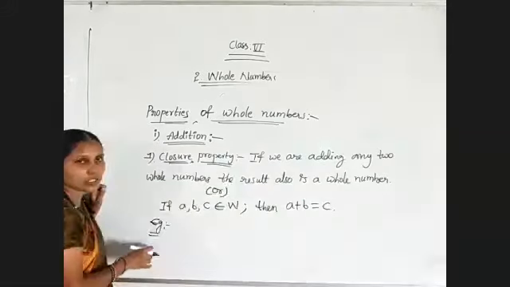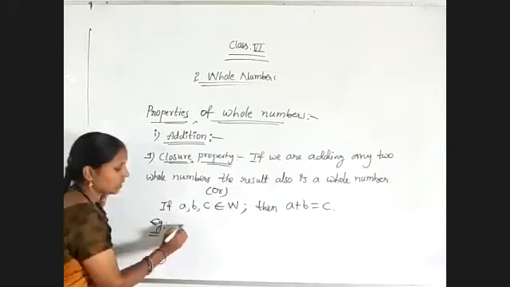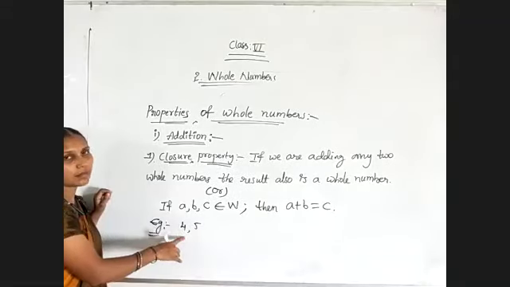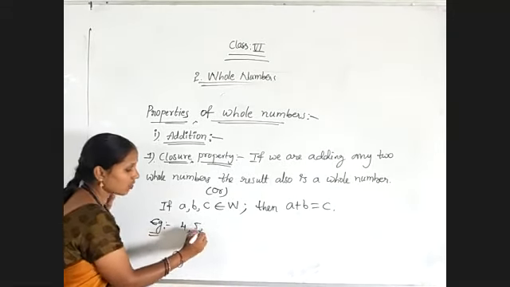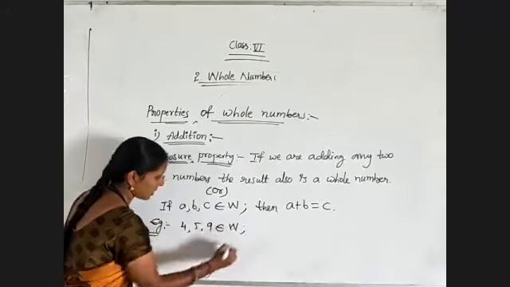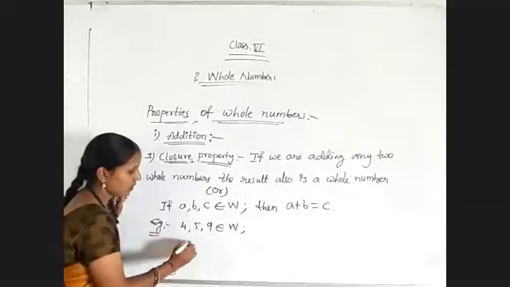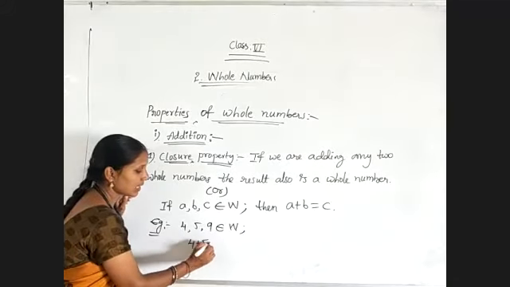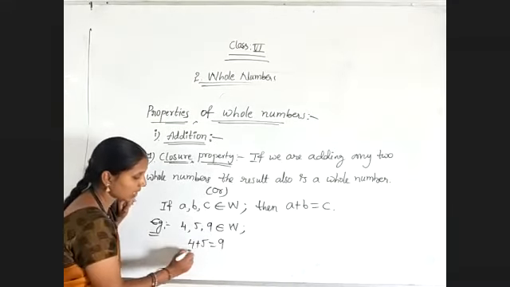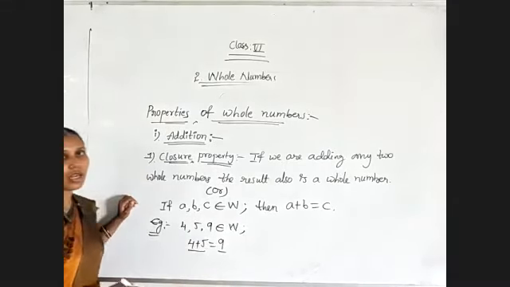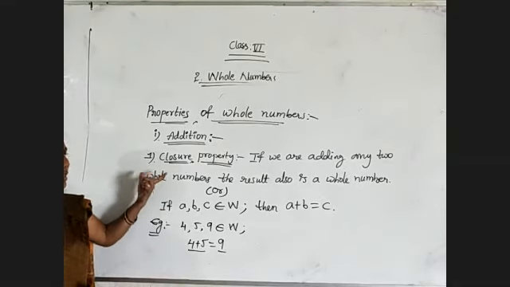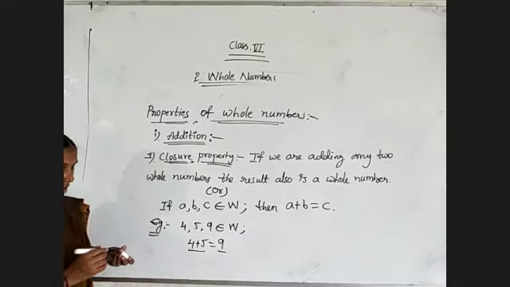A, B, C values. That means I am taking 3 values. 4, 5 I am taking. What is their sum? 4 plus 5 is equal to 9. So 4, 5, 9 all belong to whole numbers. 4 is a whole number, 5 is a whole number, their sum 9 also is a whole number. That means closure property is satisfied for addition of whole numbers. Okay.